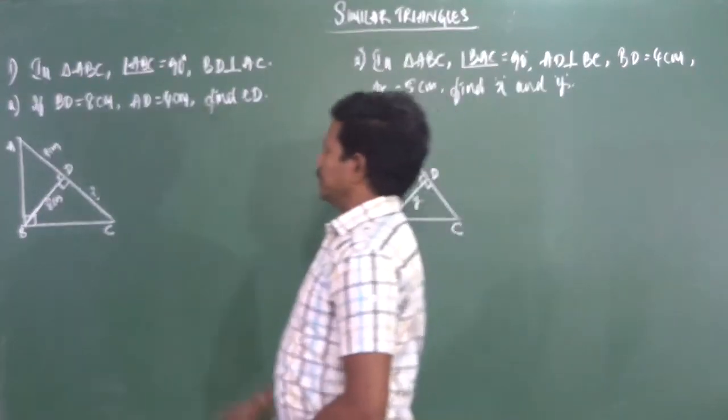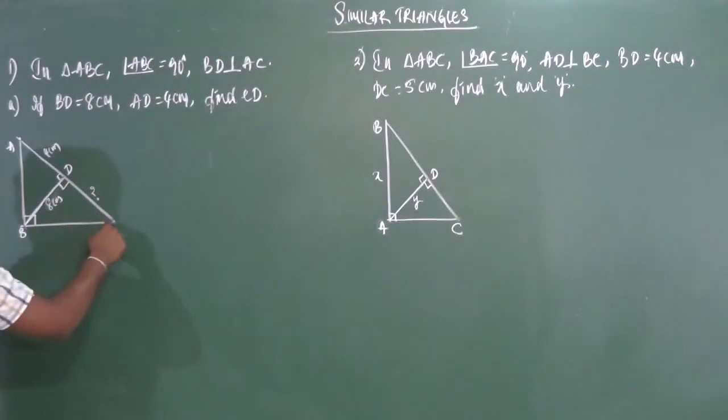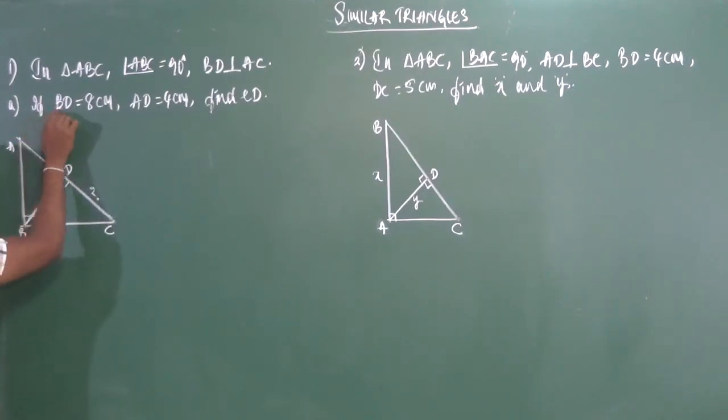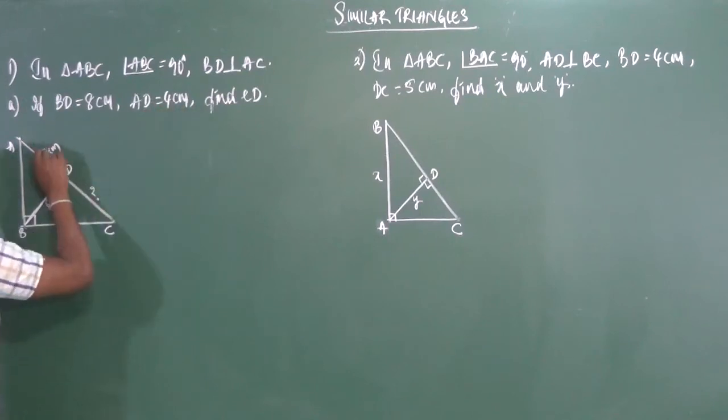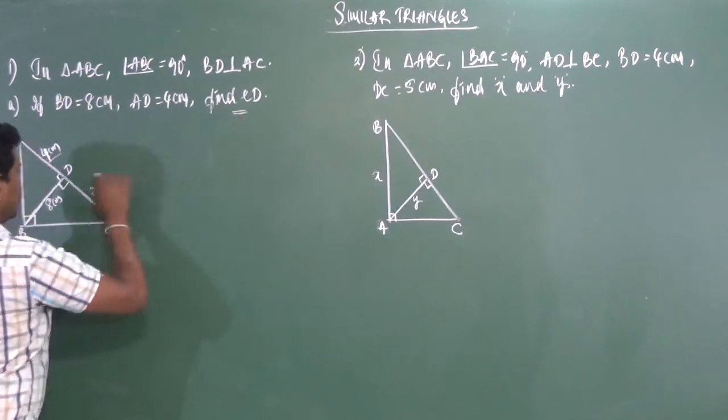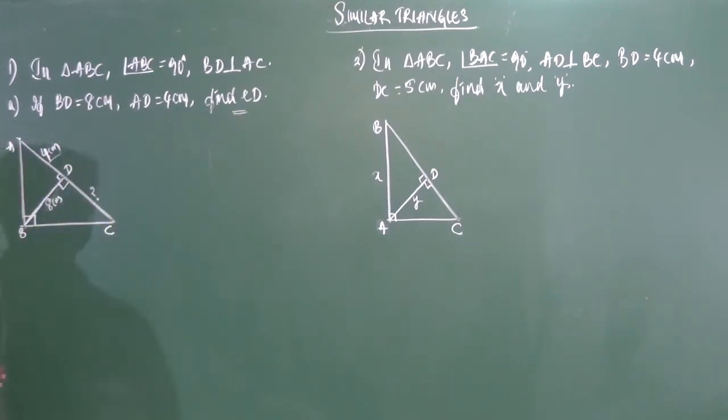First problem: in triangle ABC, angle ABC is 90 degrees. So it's a right angle triangle. And BD is perpendicular to AC. Now, BD is equal to 8 centimeters, the length of BD is given. AD is equal to 4 centimeters. AD length 4 centimeters is given. And you have to find the length of CD. Very important.